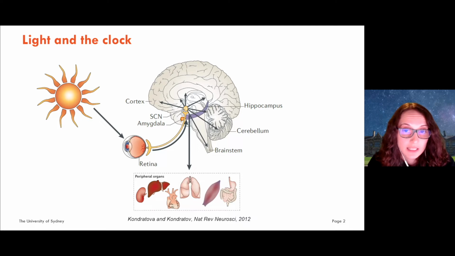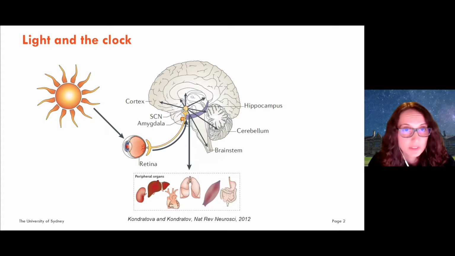And the main circadian clock in the brain, or the master circadian clock, also synchronizes the peripheral clocks in the organs and other cells. So it's very important to keep the synchrony of all these different oscillators.